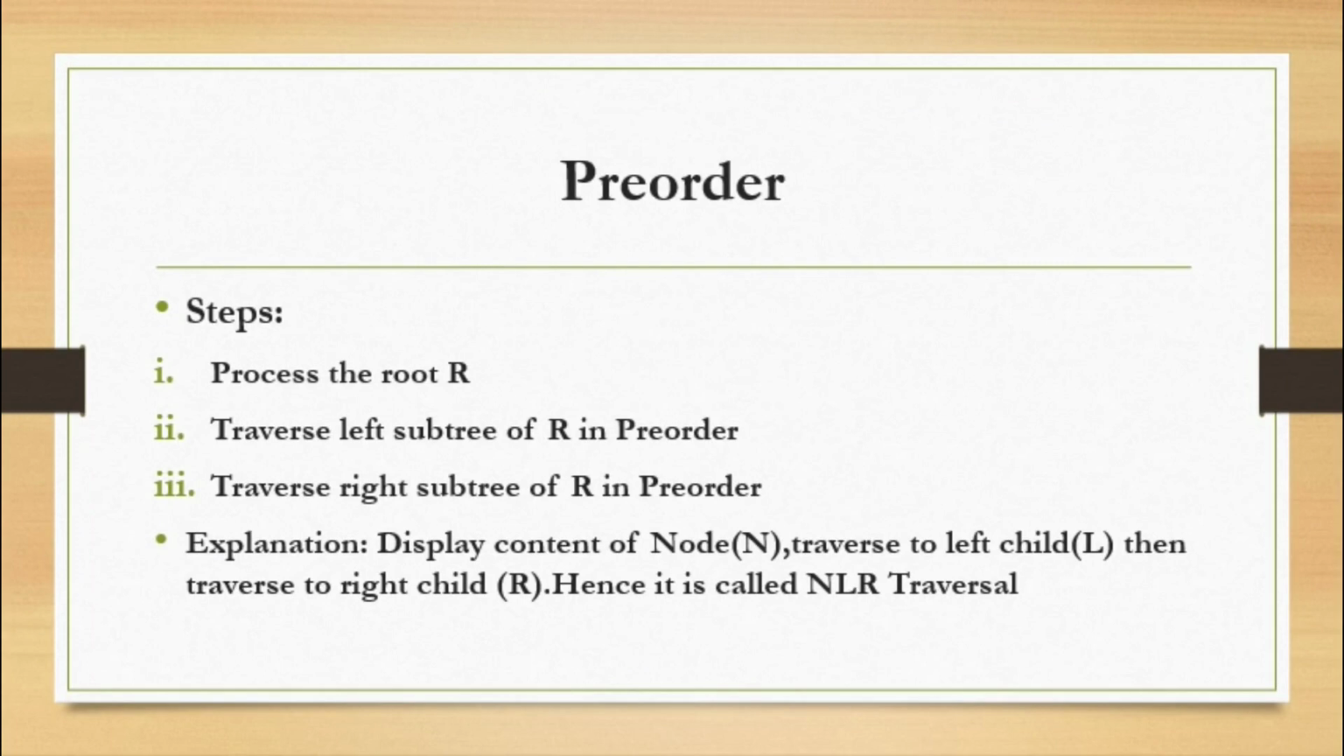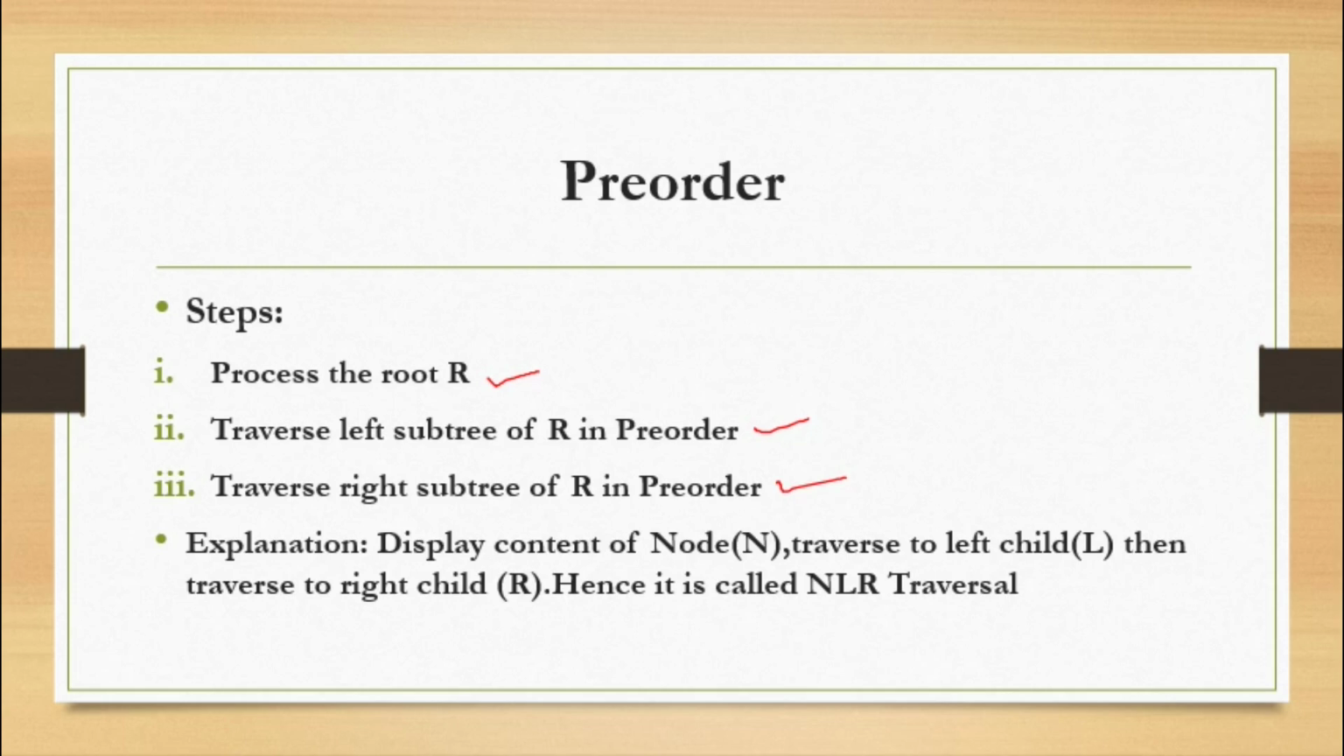So the steps involved in the pre-order process are as follows. Pre-order traversal is as follows. Initially we need to process the root R, then we need to traverse the left subtree of R in pre-order, then we need to traverse the right subtree of R in pre-order.